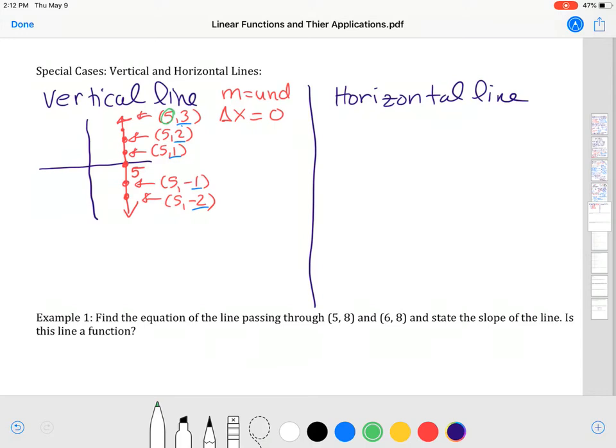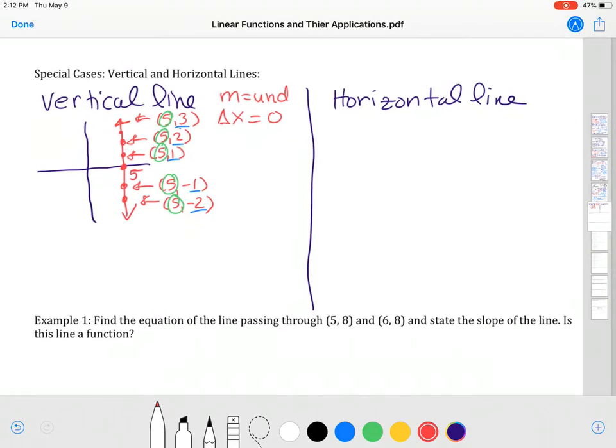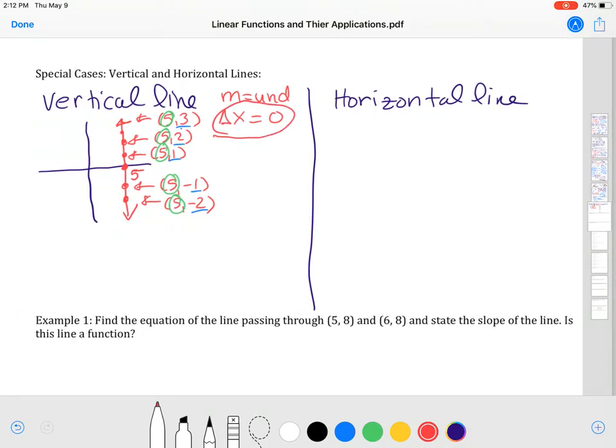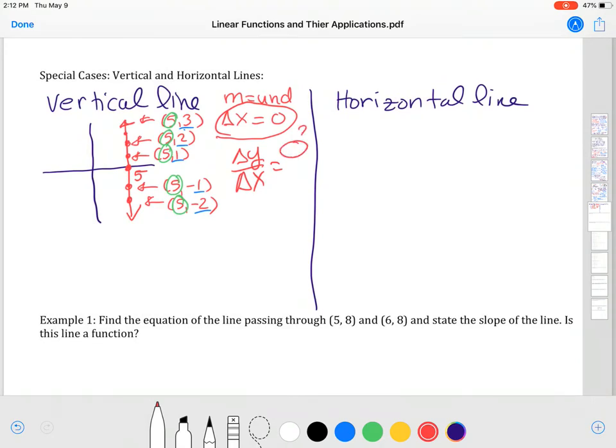But notice my x value always stays the same. That is because the x value passes through 5 up and down, and it never changes. It's always going through x equals 5. And that's why we say the change in x is 0. There is no change. So when we do the change in y over the change in x to find my slope, it doesn't matter what the change in y is on the top. What matters is that I have a 0 in the denominator.